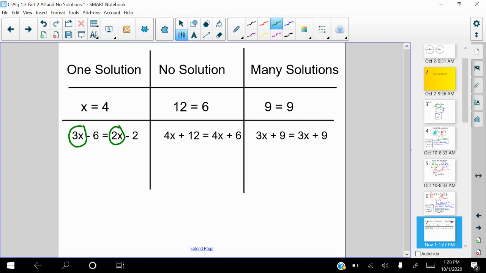When we move into no solutions, notice how, again, our variables, they have the same coefficient, so they both have 4, but the difference is that our constants are different. So we have a 12 and we have a 6. So we end up with 12 is equal to 6, and we know that is not true. It's no bueno, right? So 12 is not equal to 6. That's why we have a no solution. And lastly, within our many solutions, we're going to end up with a true statement because both the left and the right-hand side of our equal signs are identical.